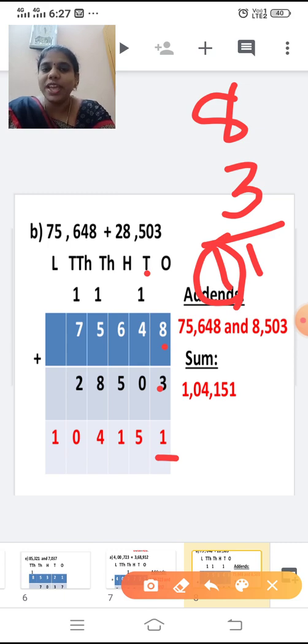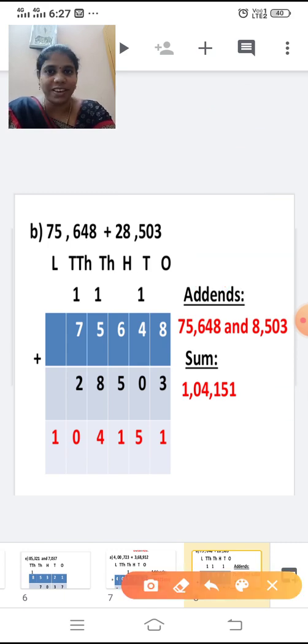Now what you have to do? Now we are going to add the tens place. Now shall we add the tens place now? Don't forget to add the carry also. I'm adding it first. First 1 plus 4. Shall we add 1 plus 4?